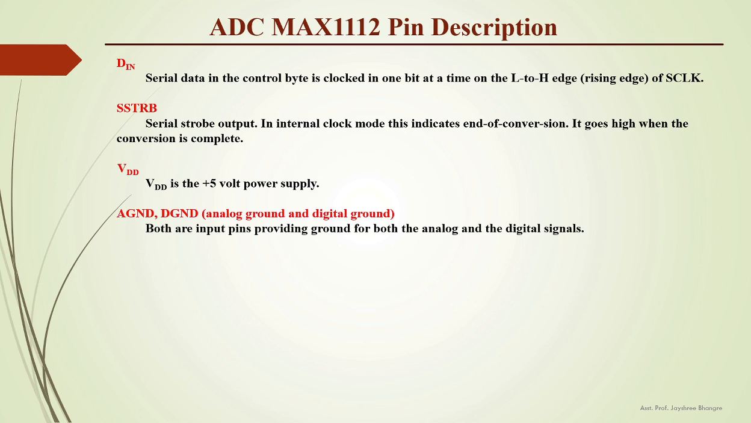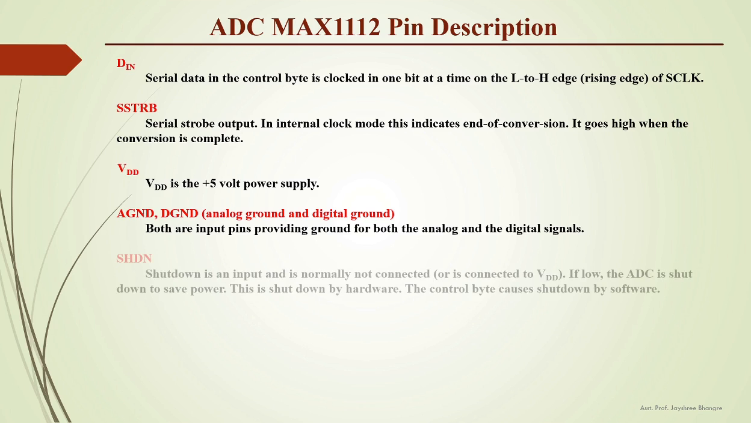Analog ground and digital ground. Both are input pins providing ground for the analog and the digital signals. There are 2 ground pins, and these are used to isolate the analog VIN signal from the transient voltages caused by the digital switching of the output, and such isolation contributes to the accuracy of the digital data output.